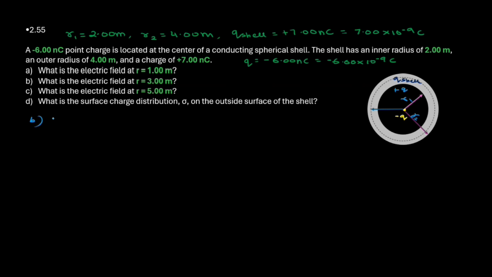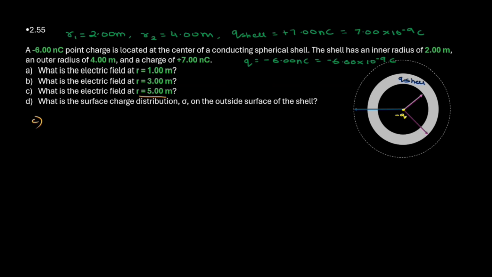So at any point inside a conducting shell, electric field has to be equal to 0. Next, we look at part C. In part C, we need to find electric field at a distance r equal 5 meter. So this distance lies outside of the spherical shell.